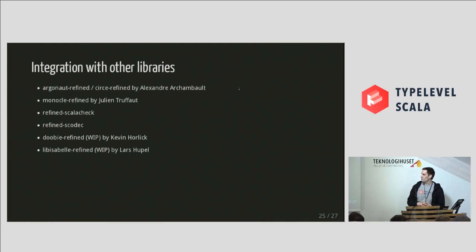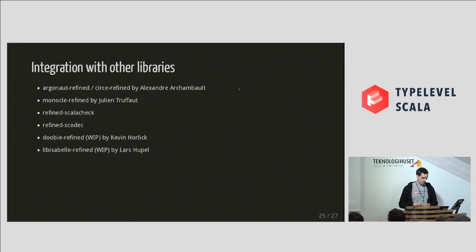Okay, refined is also integrated with other libraries. There are modules for Argonaut and Circe by Alexandre, which allow using refined types for JSON serialization and deserialization. Then there's the Monocle refined module by Julian, which provides a type-safe way of bit lensing into primitive types. For example, this module defines a long bit type, which is just an int between 0 and 63. The library itself provides a ScalaCheck integration, so we have arbitrary instances for refined types, and a scodec module, which is basically the same as the Argonaut and Circe modules, but for binary serialization.